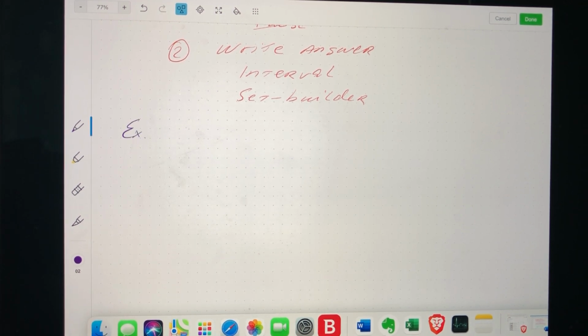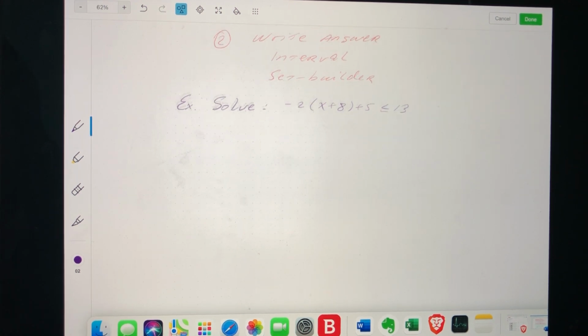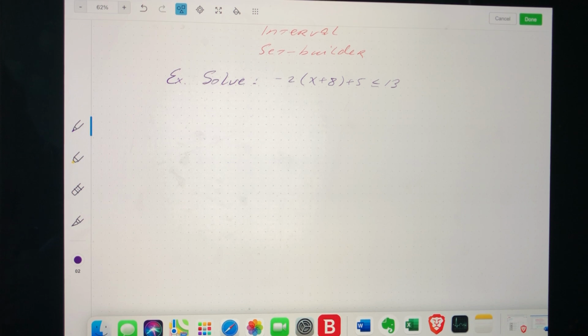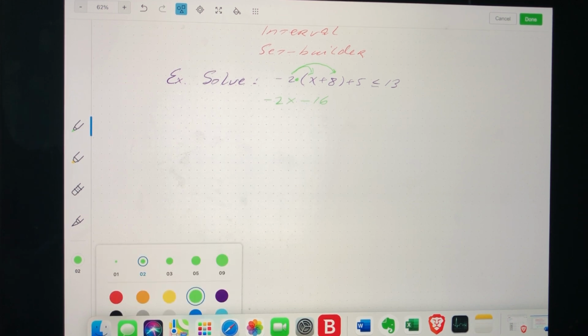So here is an example. Solve negative 2 times (x plus 8) plus 5 less than or equal to 13. So following the order of operations, we begin with parentheses. There is nothing to do inside the parentheses, so we're done with that bit. The next is exponents. There were no exponents. The next is multiplication and division. There is a multiplication here, so we multiply negative 2 times x, that's negative 2x. Negative 2 times 8 makes negative 16. The rest of the question is unchanged.